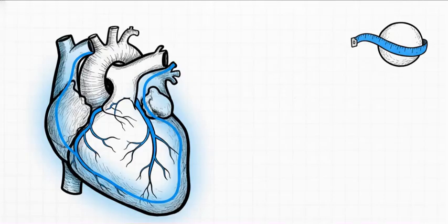Now for the LAD's partner, the circumflex artery. The name kind of gives it away here. Think circumference. This artery wraps around the side of the heart. Its main job is to supply blood to the lateral or side wall of the left ventricle. And for some people, it actually wraps far enough around to supply the posterior or back wall too.